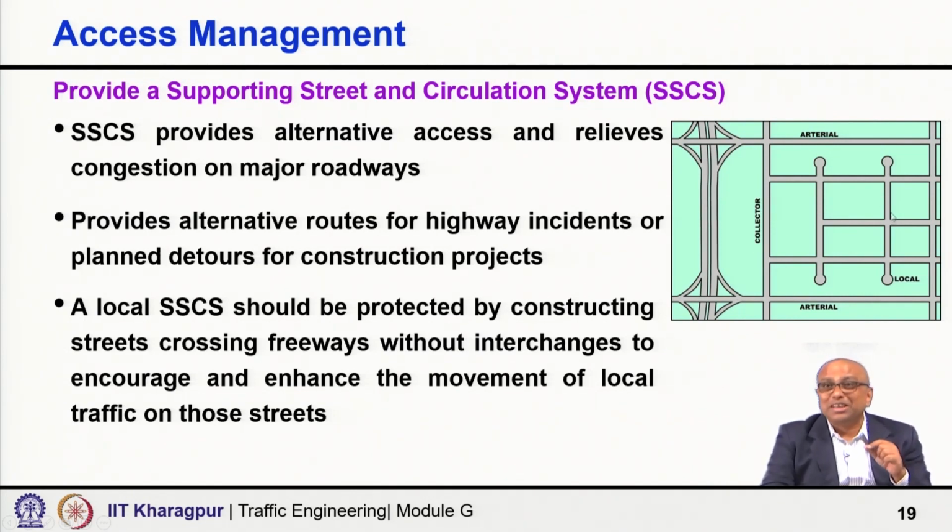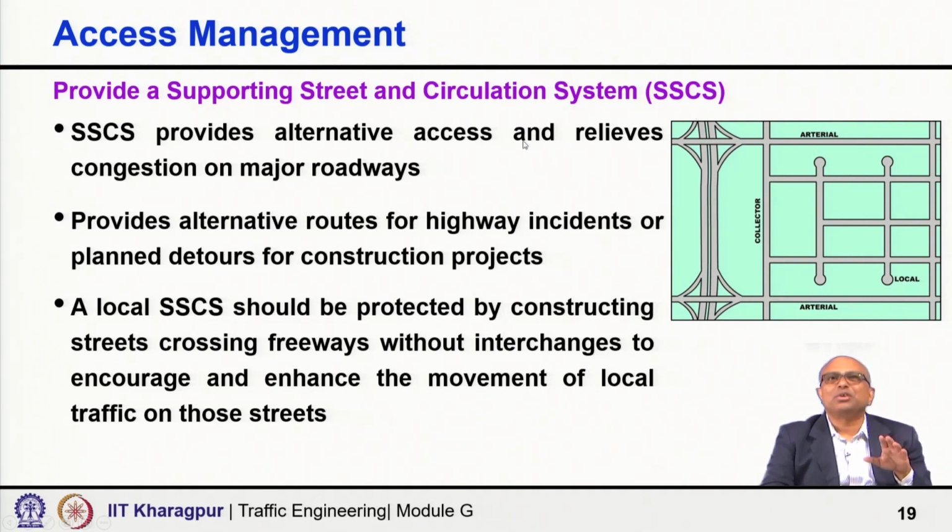You can come out from any house, use your local street, then go to a collector street, then go to an arterial, and eventually you may go to the expressway also, right. So, this is the supporting street and circulation system, SSCS.